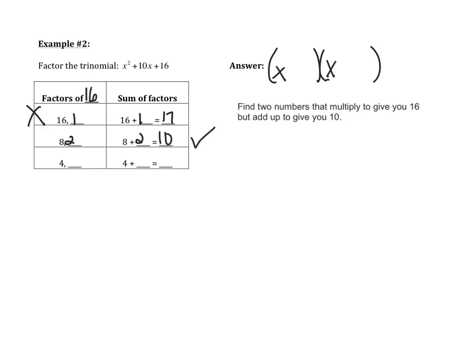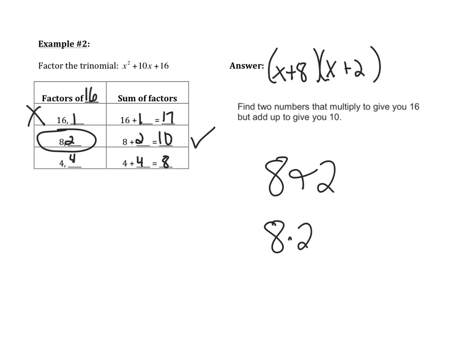But just for clarity's sake, let's look at 4. 4 times 4 is 16, but 4 plus 4 is 8. So again, I know that I'm going to use the 8 and the 2 in order to complete my factoring of this trinomial. So I would need x plus 8 times x plus 2. So again, I've picked the 8 and the 2 since 8 times 2 is 16 and 8 plus 2 is 10. So then it's just a matter of filling it into our two binomials that we're factoring the trinomial with.